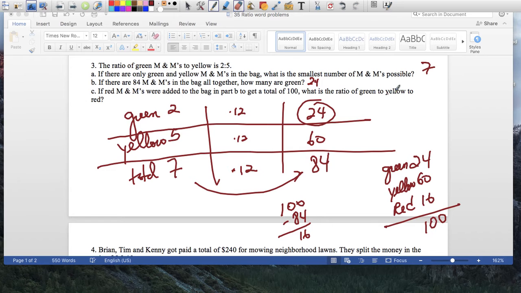What is the ratio of green to yellow to red? The ratio of green to yellow is 60 and to red 16. So green to yellow to red. And that would be my ratio, 24 to 60 to 16, which you can simplify. Okay, divide by 4, you would get 6. No, you can't divide by 4. Divide by 6, so you get 4, 10, and 4 again. And no, you can't divide by 6.